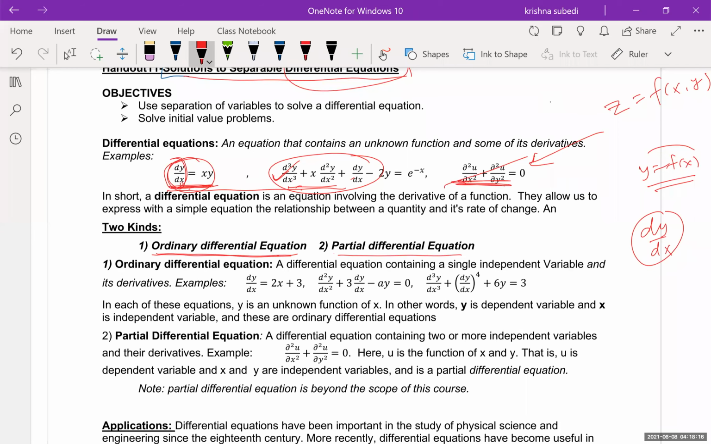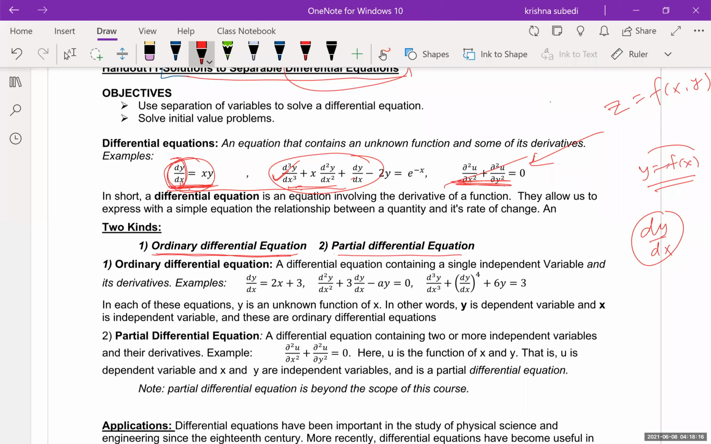And now the first concept that we'll be talking about is separable. Remember, the topic of this lesson is separable differential equation. So we now know that a differential equation is an equation that involves the derivative. Now, what is separable? Separable means you can separate one variable, let's say x and dx on one side and y and dy on the other side.